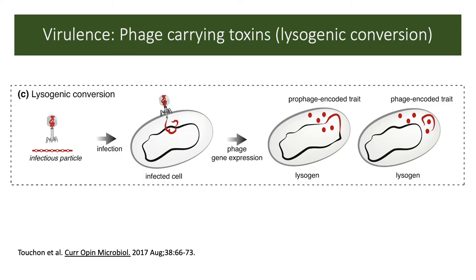Now let's talk about virulence. Phages can carry toxins and transfer the ability to make toxins to whatever bacterial cell they infect. And this process is called lysogenic conversion. So we see in this diagram how that can happen. If we have an infectious phage particle, it infects a bacterial cell, but within the phage genome there is a toxin gene encoded. So that means when the prophage integrates its genome into the bacterial genome, the prophage-encoded toxin gene can be expressed and make the bacterial host produce toxins. There are many examples of bacterial cells that are lysogenic.